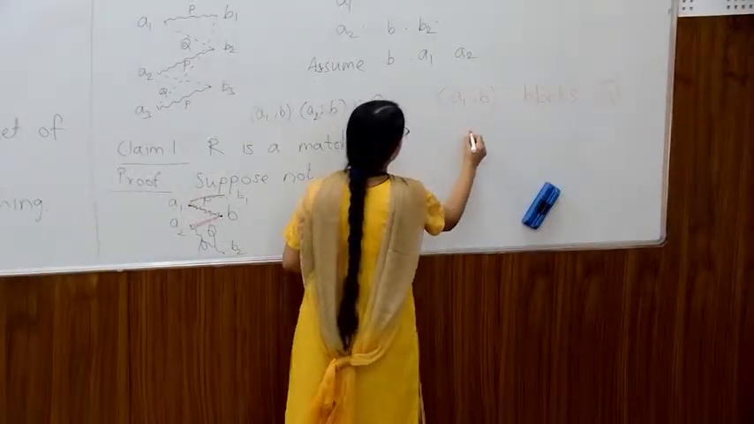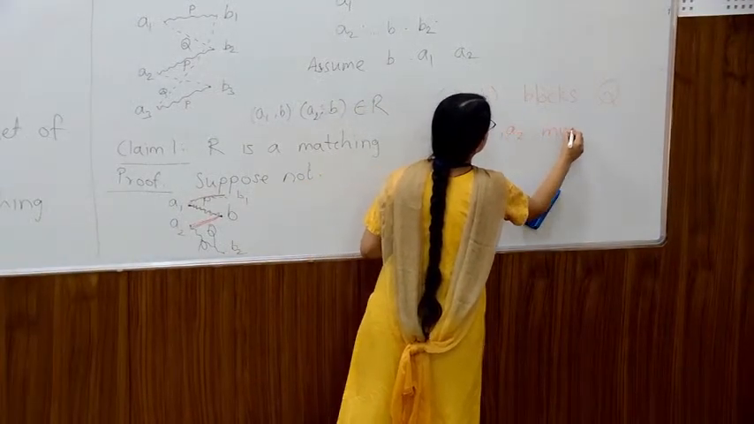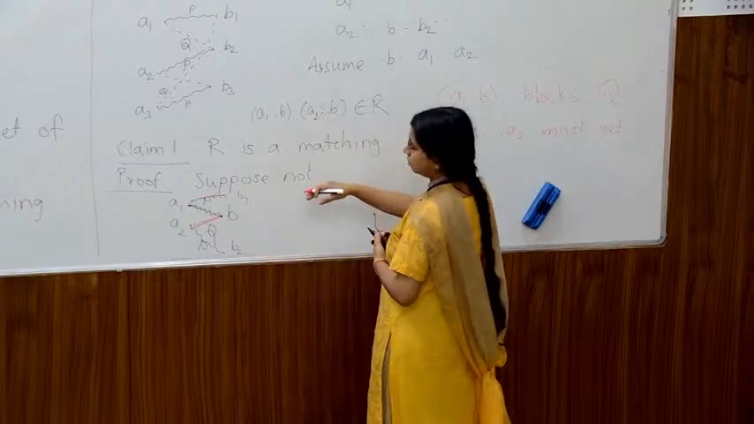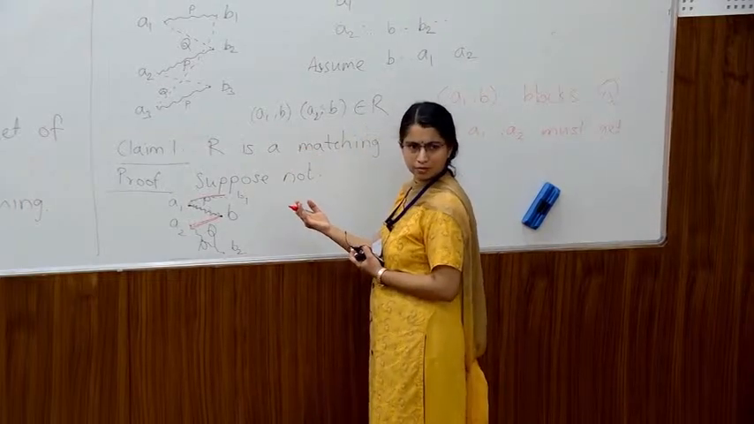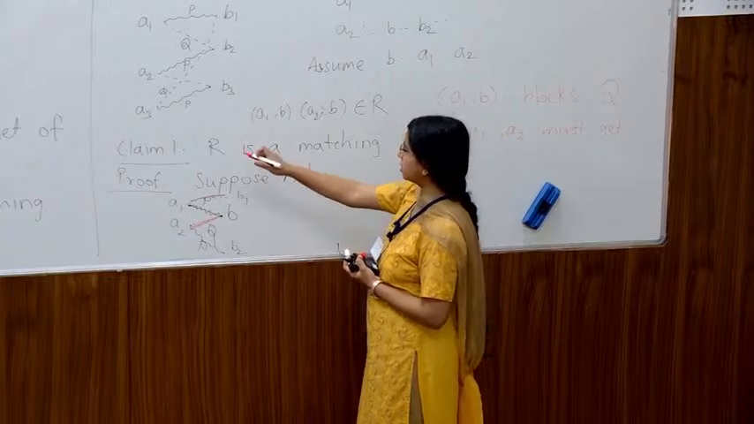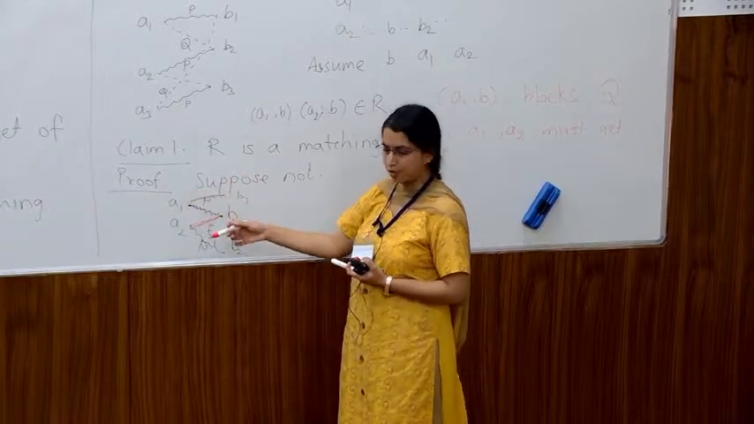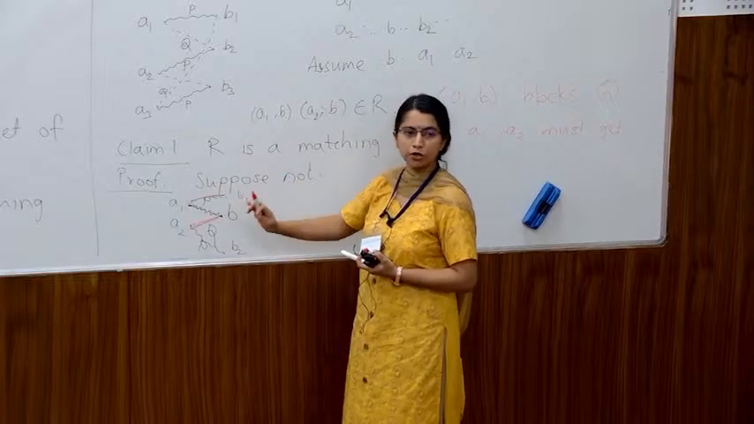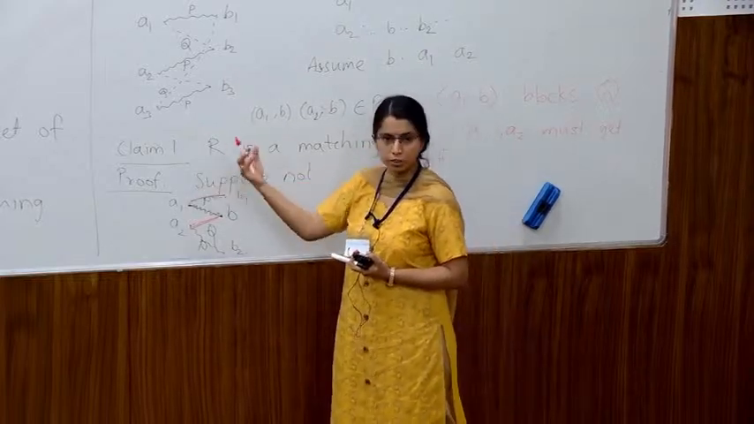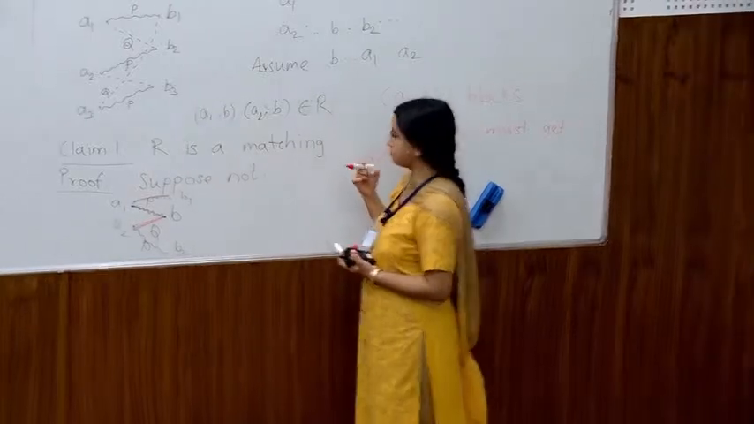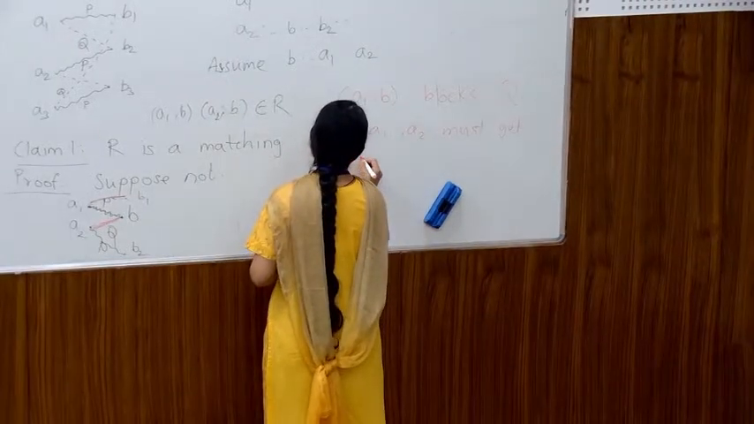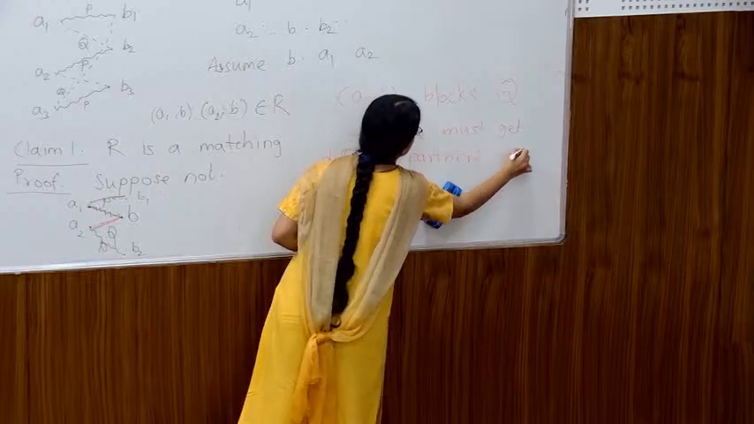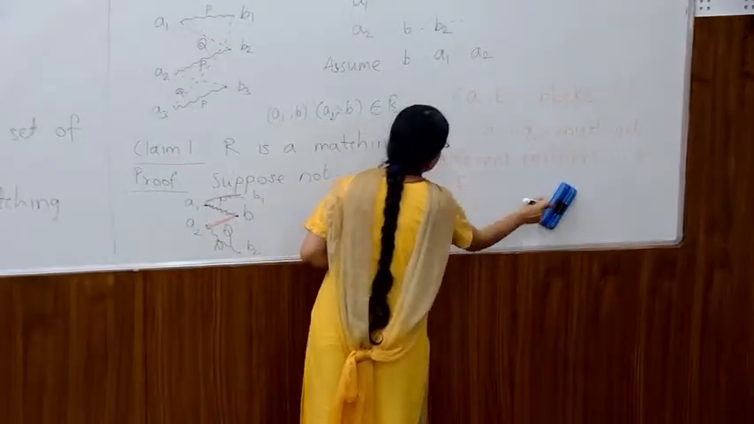Therefore, A1, A2 must get different partners in R. Can B1, B2 get the same partner in R? That cannot happen, right? Because we gave a partner to A's. When we asked A's about their partners, they gave a unique choice, right? We asked every A whether you like P partner or Q partner. So no A can get two partners because no A is going to say I like both. So A1 and A2 must get different partners in R. And so R must be a matching.